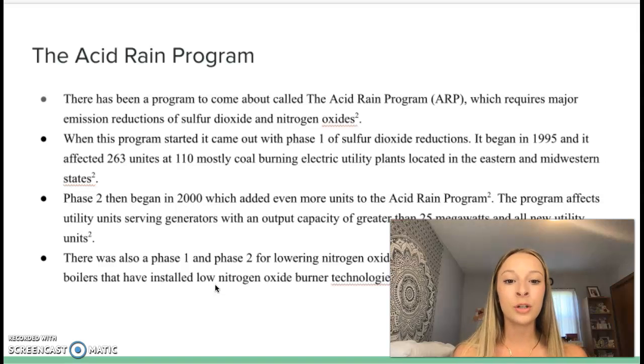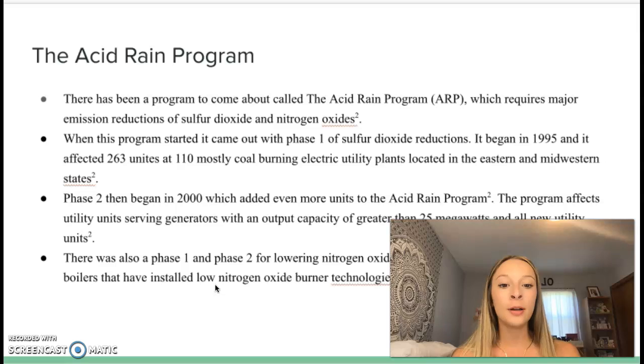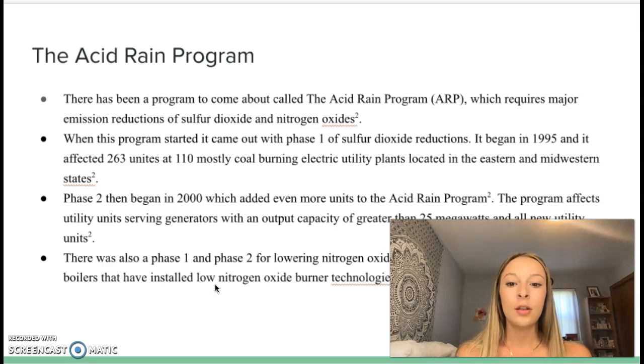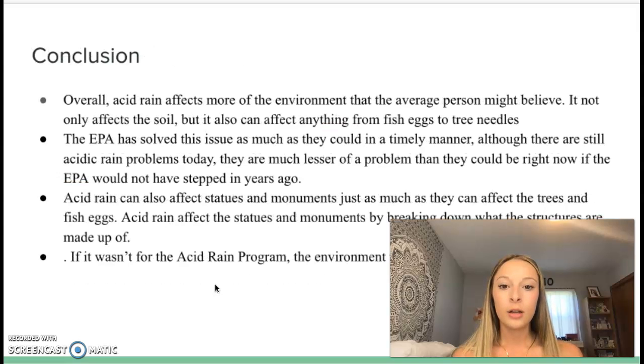Phase 2 began in 2000, which added even more units to the Acid Rain Program, or ARP. The program affects utility units serving generators with an output capacity of greater than 25 megawatts and all new utility units. There was also Phase 1 and 2 for lowering nitrogen oxide, which was achieved by coal-fired utility boilers that have installed low nitrogen oxide burner technologies. If it wasn't for the Acid Rain Program, we have no idea what our environment or the ecosystem would look like today.